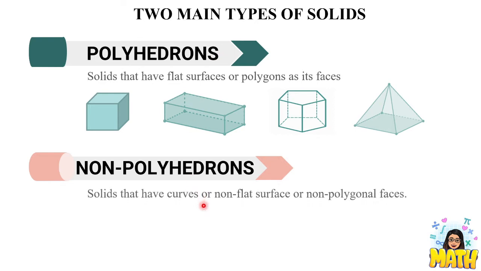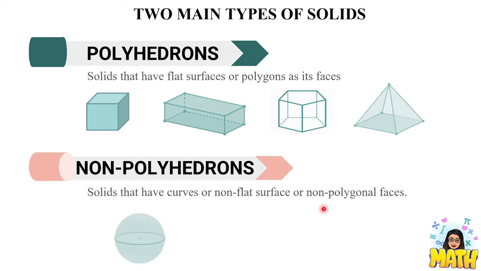While when we say non-polyhedrons, these are solids that have curves or non-flat surfaces or non-polygonal faces, just like sphere, cylinder, and cone. Dito, pansin naman natin na hindi flat yung face ng sphere, as well as sa cylinder, meron tayong circle, and we know that circle is not a polygon, and we have non-flat surfaces here. They are classified as non-polyhedrons.